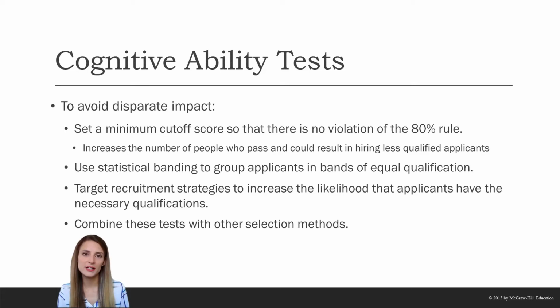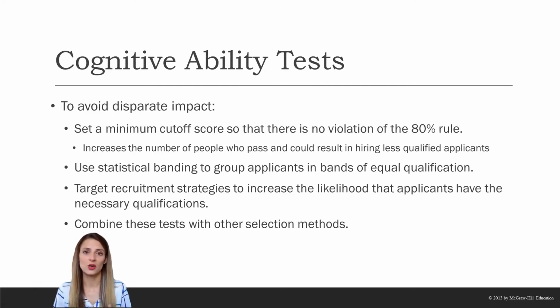In order to avoid disparate impact, you need to do a number of other things. Set a minimum cutoff score so that there is no violation of the 80% rule. This increases the number of people who pass the test and could result in hiring less qualified applicants. However, it protects you from breaking an employment law and violating an applicant's rights. Use statistical banding to group applicants in bands of equal qualifications. So you might have your top 25%, your middle 50%, and then your bottom 25%.